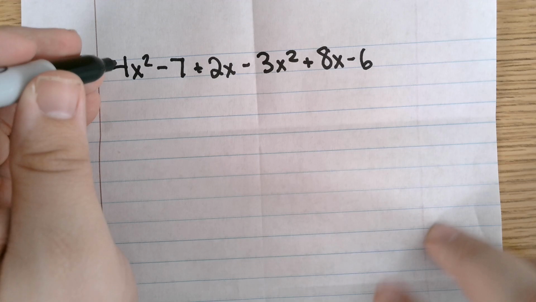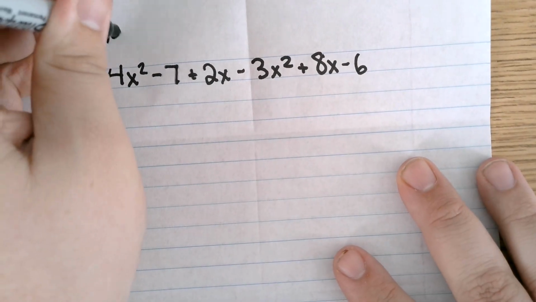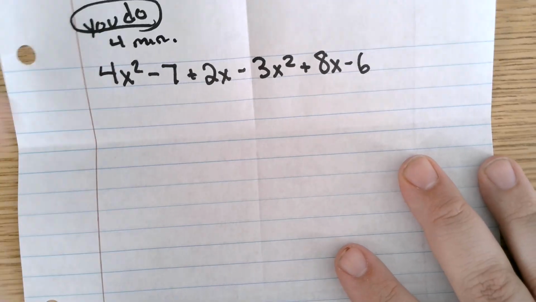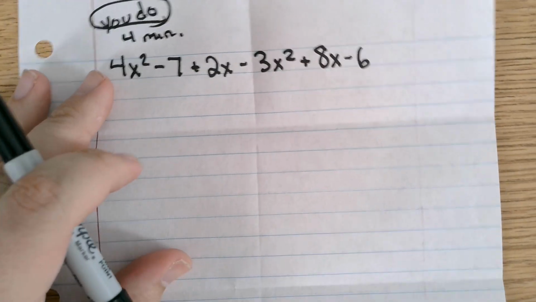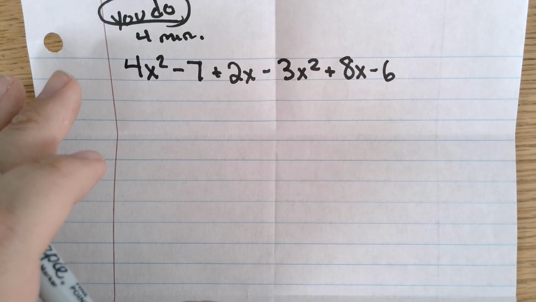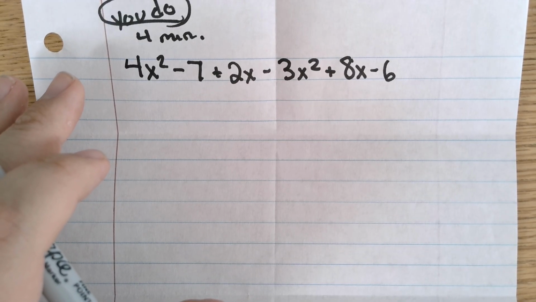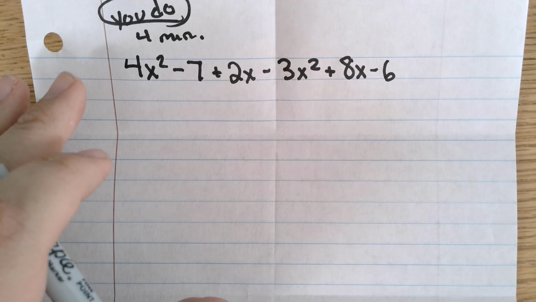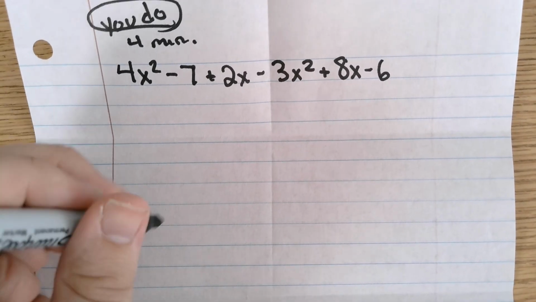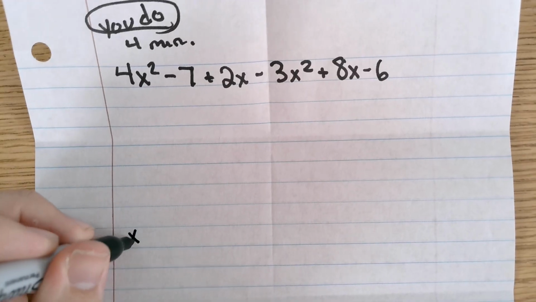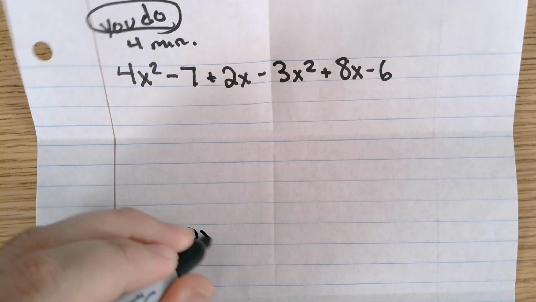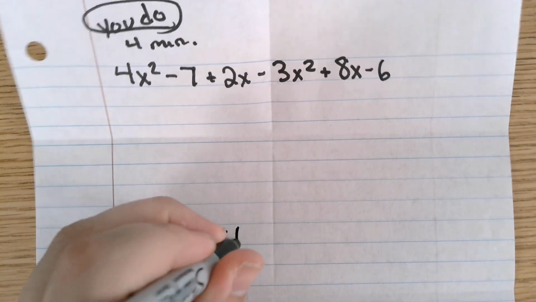Okay, so this was a you-do. I gave 4 minutes for this question. So if you want to set a timer for 4 minutes and give it a shot, by all means, go for it. Pause the video and do so. All right. So assuming you paused the video and tried it, your answer should be x squared plus 10x minus 13.